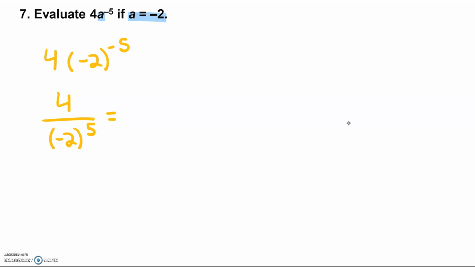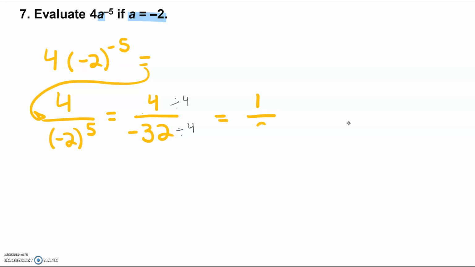Now we can simplify all this. So 4 and then negative 2 to the 5th power, we can just calculate that. That's just a number, and it's going to be negative 32. And then, just like any fraction, we can simplify. It looks like we can divide these both by 4, and I'm going to get 1 over 8, and it's negative. So negative 1/8.